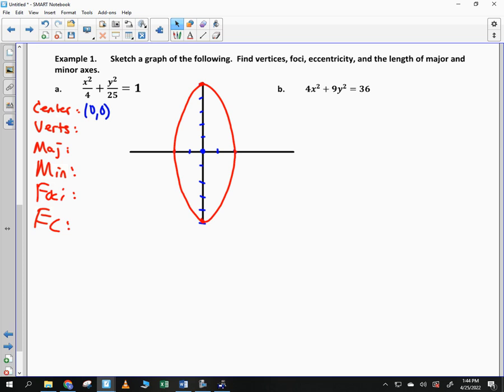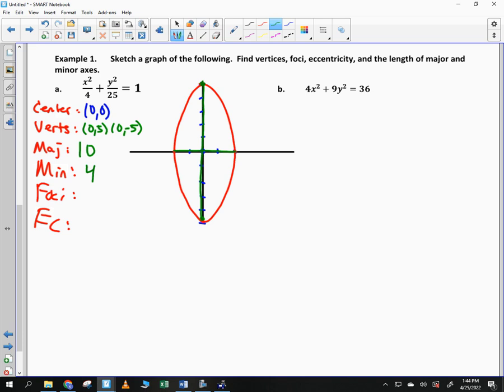Vertices are going to be the endpoints of where it's stretched. So vertices here are the top and the bottom, which would be what and what? 0, 5 and 0, negative 5. The major axis is this portion. What is the length of that? 10. The minor axis is this portion, which is 4.